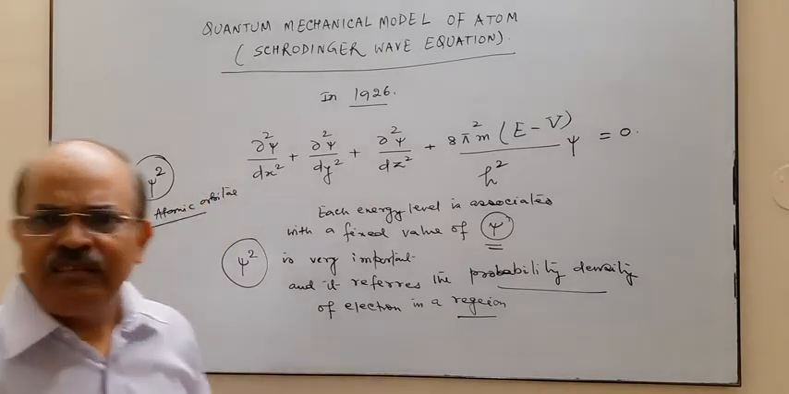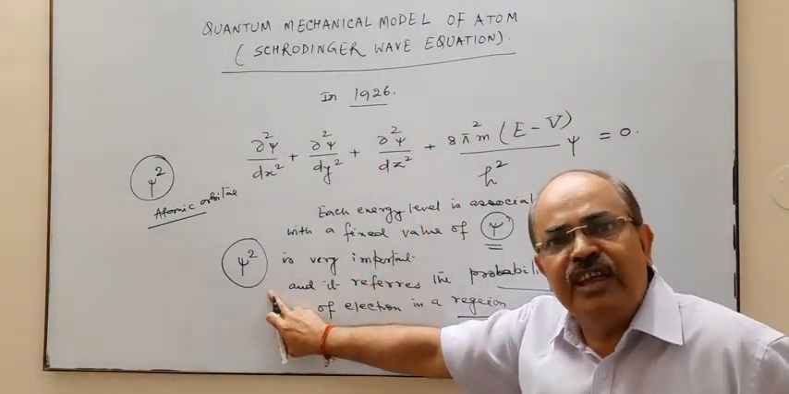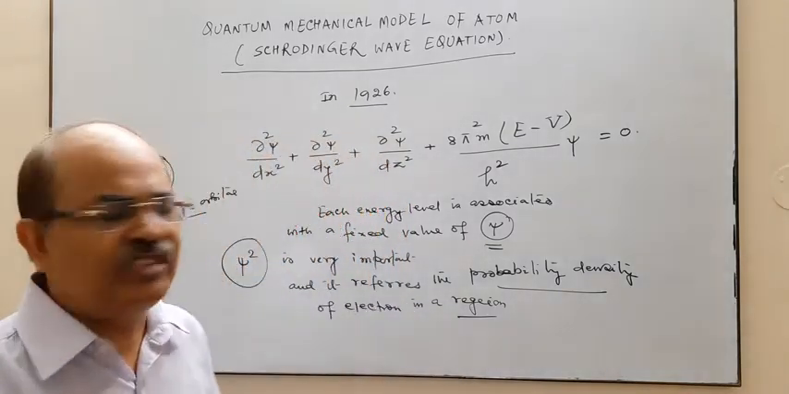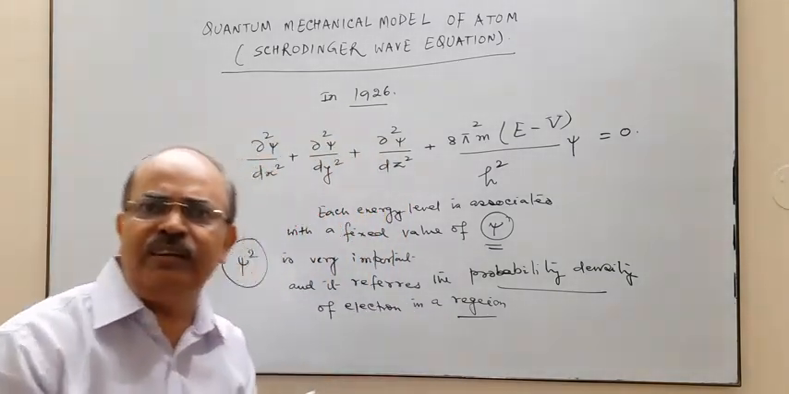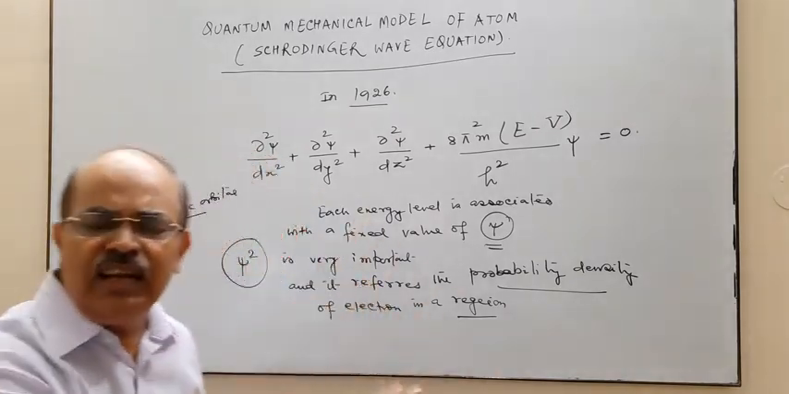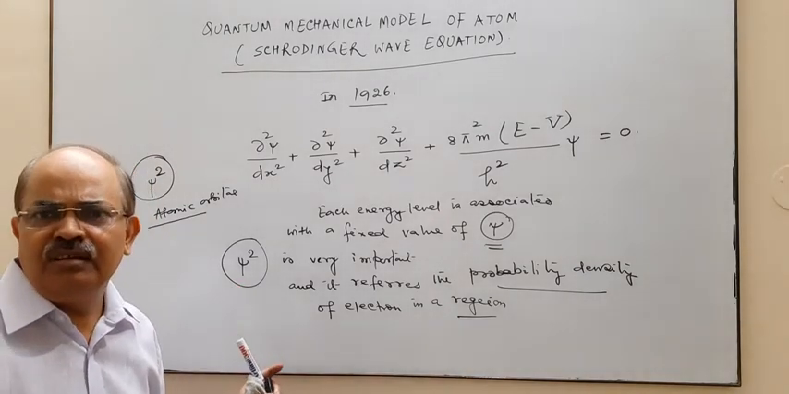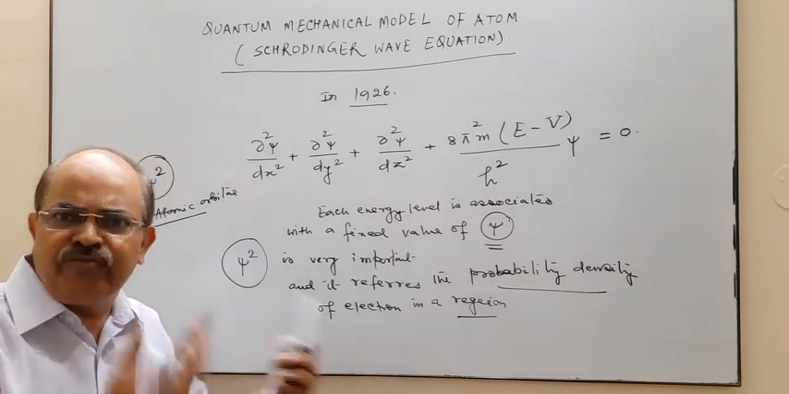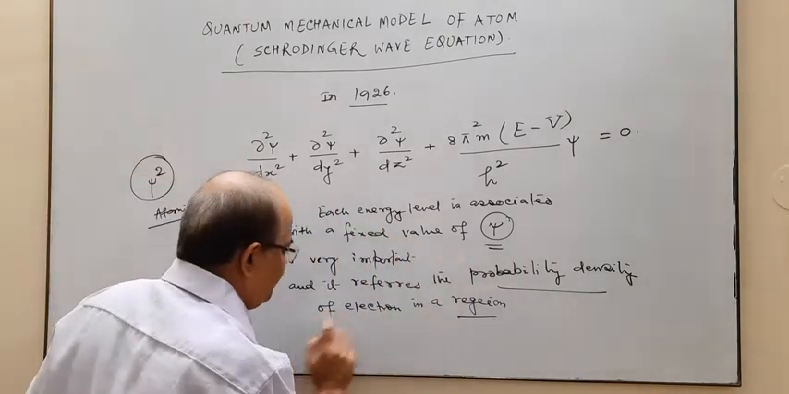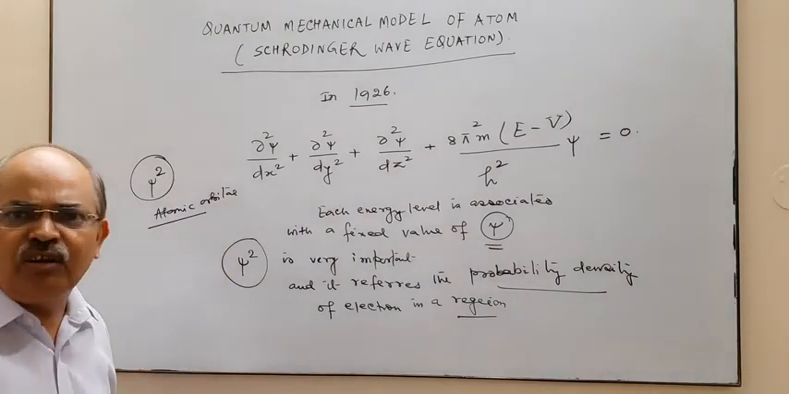Means psi has some use, but psi does not have as much use as psi square. Sometimes a question asks: write the physical significance of psi and psi square. So you have to write that psi stands for the electron wave function, which has no physical meaning, but the square of the wave function will refer to the probability density of electron around the nucleus, and that's why it refers to the atomic orbital.